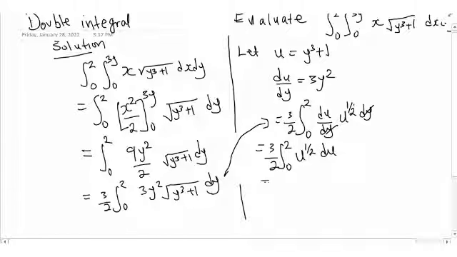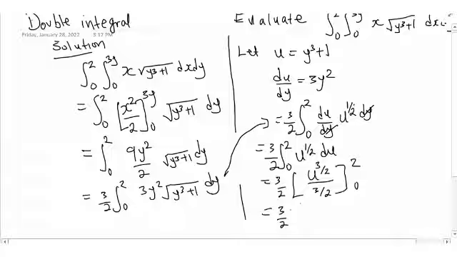So if we integrate this, we are going to have 3 over 2. Then you can open this up. That will give us u raised to 3 over 2 divided by 3 over 2. And we are integrating, don't forget, between 0 and 2. But we cannot substitute 0 and 2 here, so we have to replace it with y, 3 over 2.